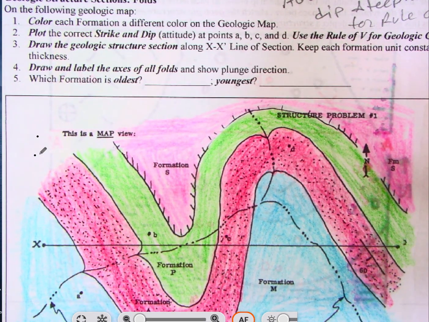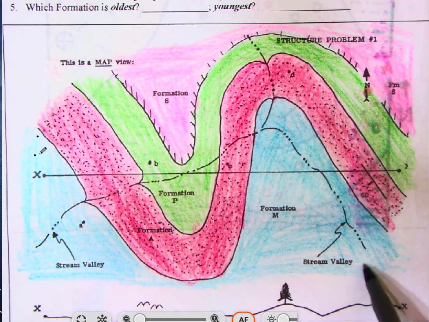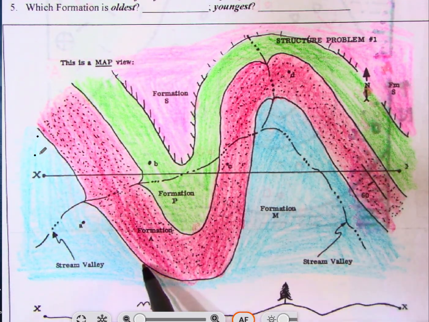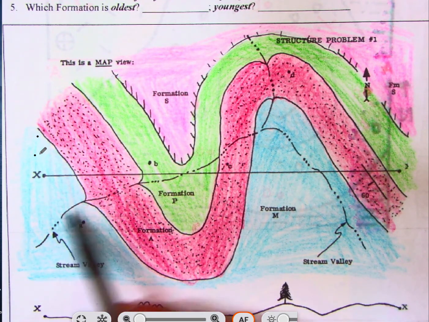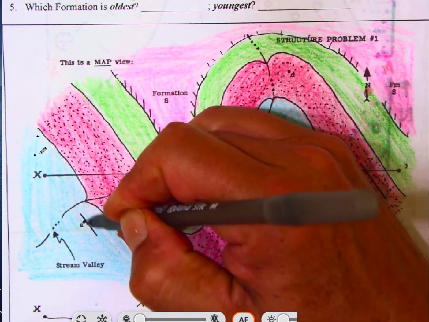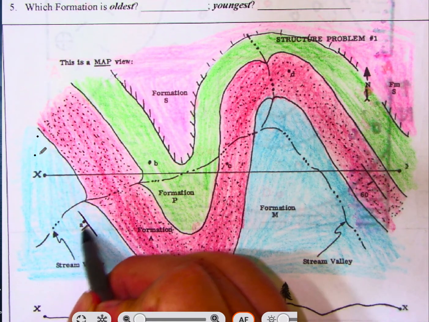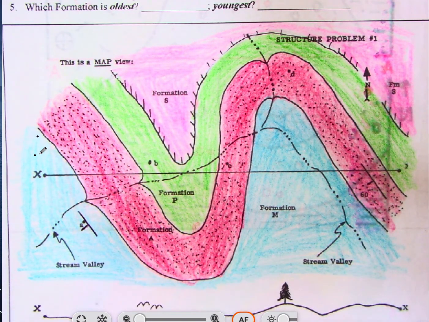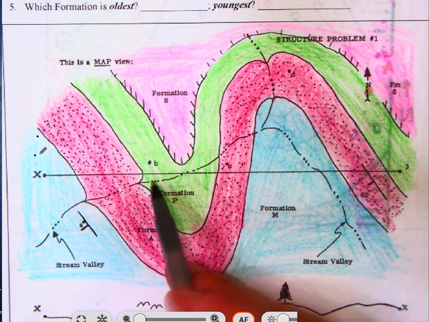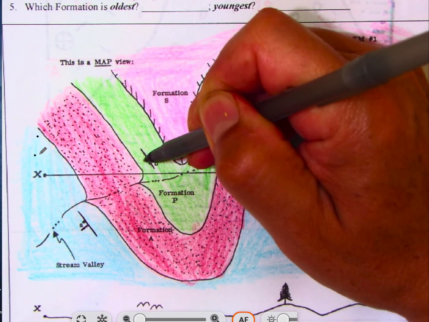And here's where we're using the rule of V, right? So going back to that rule of V for contact. When we have a stream valley, note that the contact between formation M and formation A forms a V that points to the southwest direction. So at letter A, the strike is going to be parallel to the contact, but then it's telling me that it's dipping back in that direction. So you would draw that strike and dip symbol there. Same thing with B. It's going to be parallel to the contact, dipping back in that direction there.